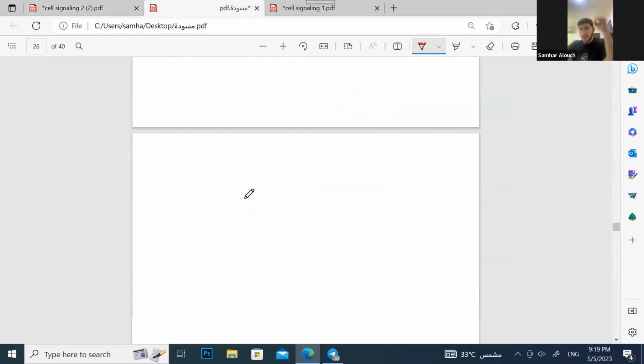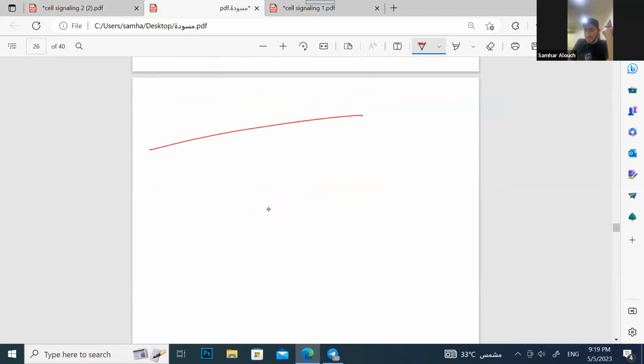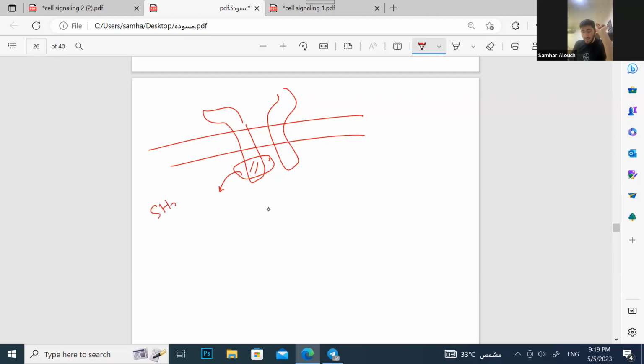I said in the Ras lecture that we have the membrane, and here we have the tyrosine kinase. The aim of this tyrosine kinase is to phosphorylate other enzymes. These other enzymes that will get phosphorylated by this tyrosine kinase must have something called SH2. If they don't have SH2, they can't bind here and they can't be phosphorylated. They must use something called an adapter protein.